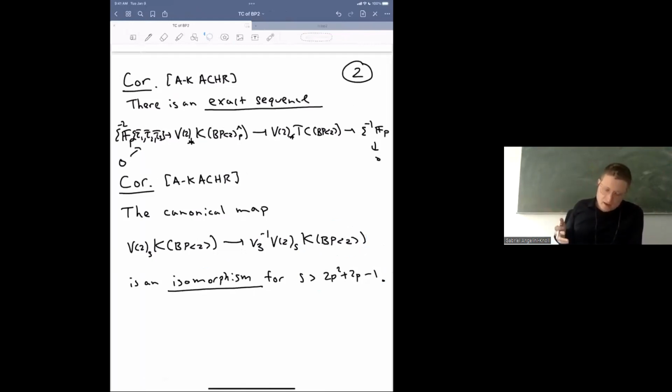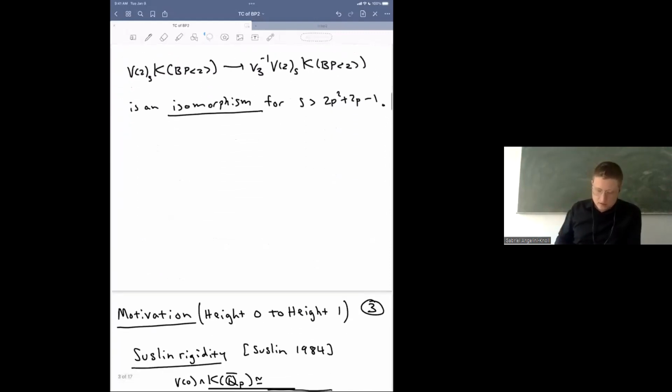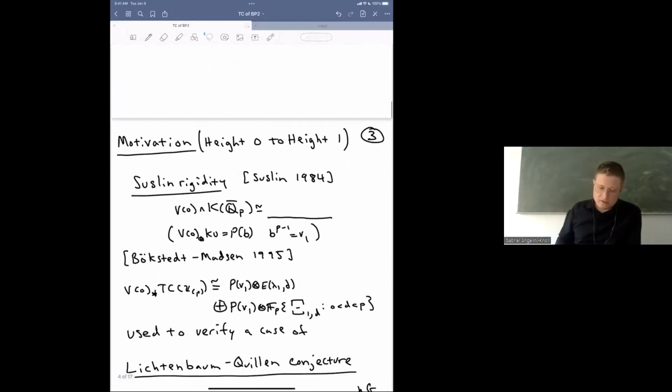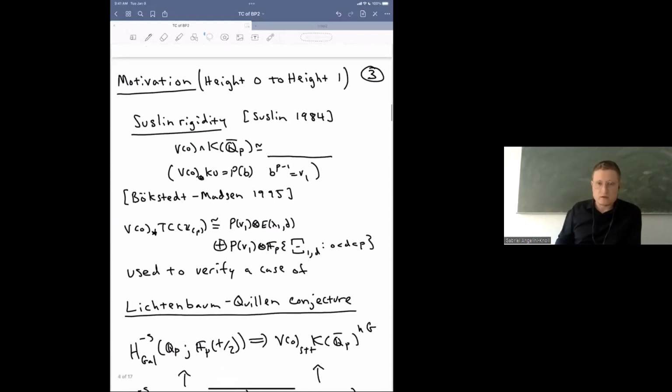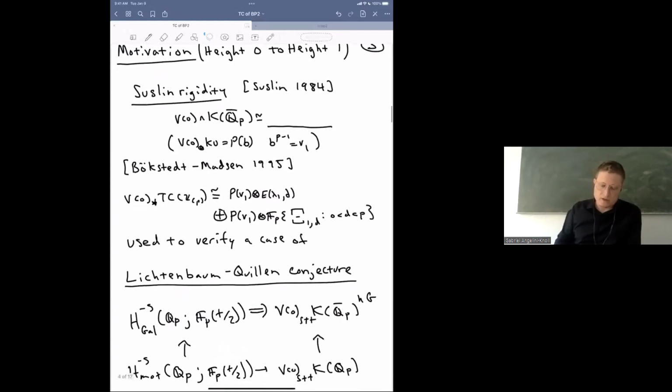And I'm doing this a little bit backwards. I'm telling you the computations up front, and then I will motivate them. But let me tell you why we care that this is the answer you get. To motivate this, I'm going to talk about the height 0 to 1 case first. This goes back to work of Suslin.